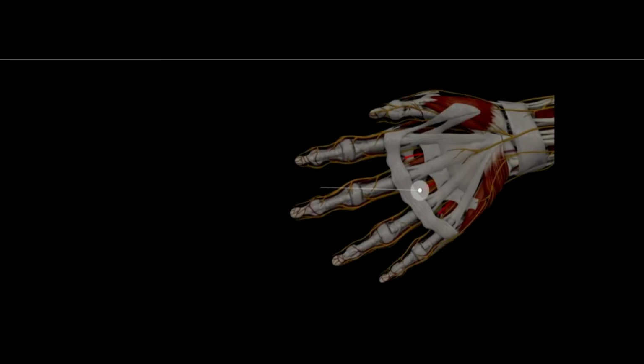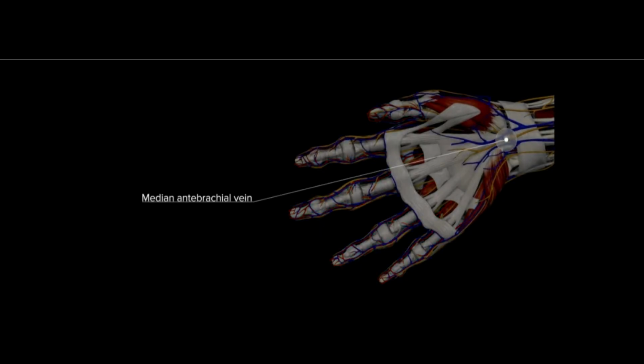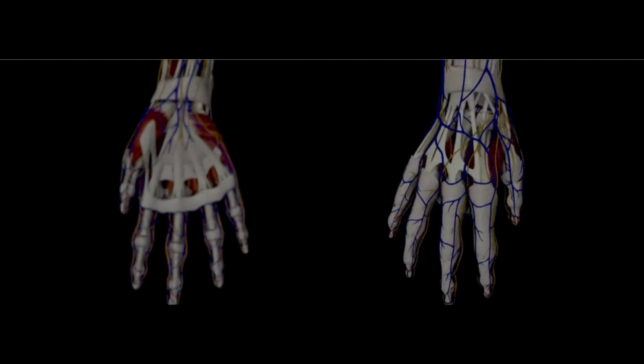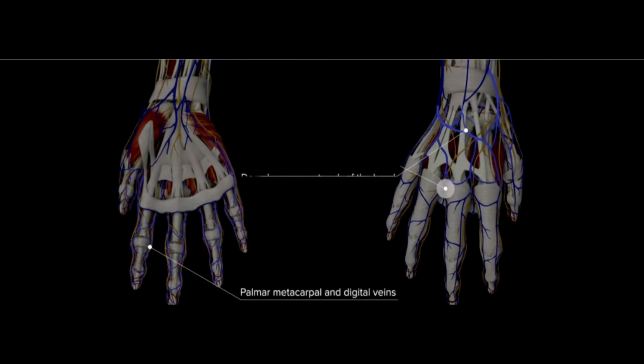The arteries are the proper palmar and dorsal metacarpal arteries, along with the palmar and dorsal digital arteries. The veins are the median antebrachial vein palmarly and the venous network of the hand dorsally, which branch into the palmar and dorsal metacarpal and digital veins.